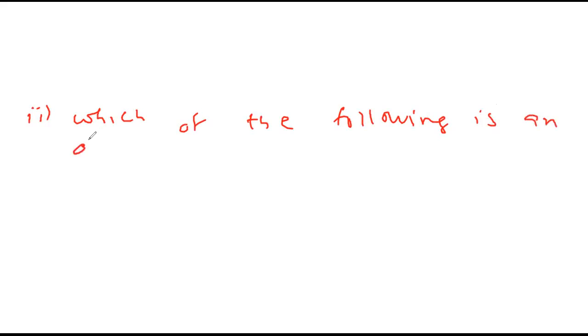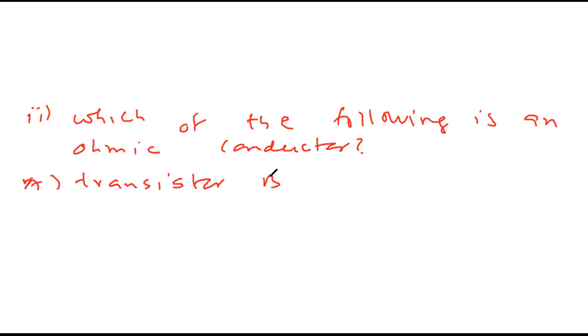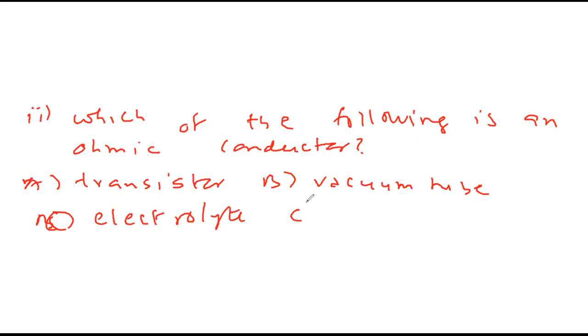Second. Which of the following is an ohmic conductor? A: transistor, B: vacuum tube, C: electrolyte, D: nichrome wire.